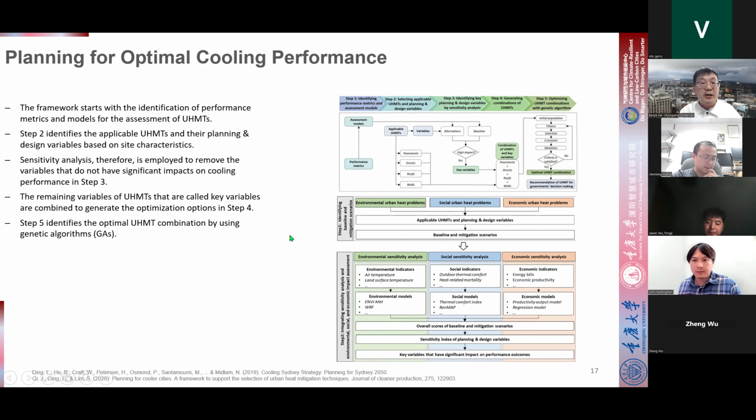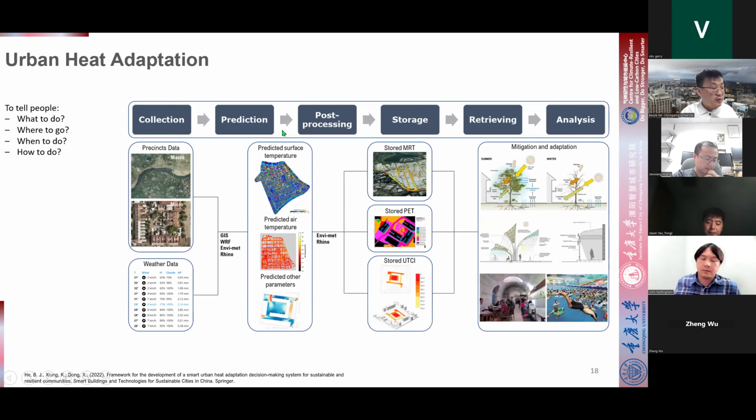So another one is on the adaptation system. This is what we are doing at Chongqing University. Basically, we would like to use this system to tell people in their daily life, when they are facing extreme heat events or extreme heat challenges, what they can do to address or avoid the heat-related threats, where they can go for daily recreation, when to go, and how long they can be outside to avoid the heat challenges.